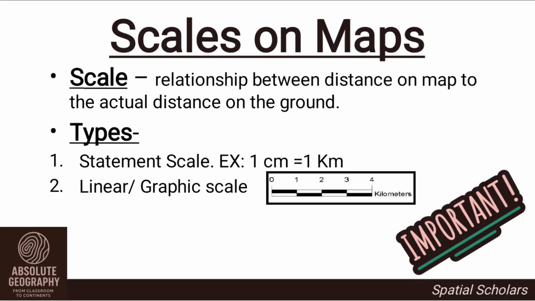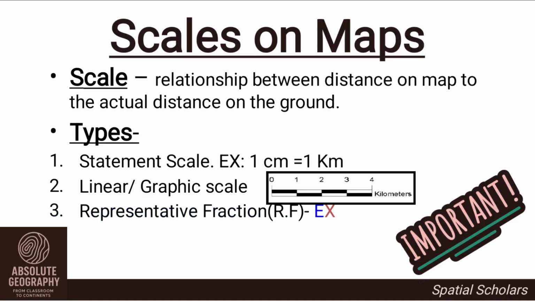Then lastly, we have representative fraction. Both the previous scales depend on units. Therefore, the problem with both was that if a person is not familiar with the units used in the map, then the interpretation becomes difficult. To overcome this problem, representative fraction was developed. It is a ratio and therefore does not use any unit. It represents the relationship between distance on the map and the distance on the ground in same units.